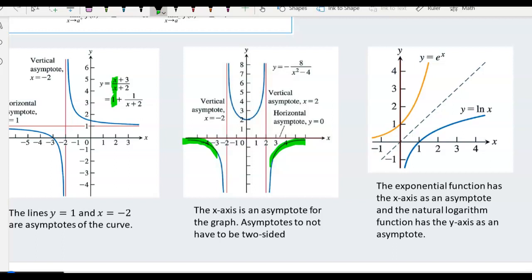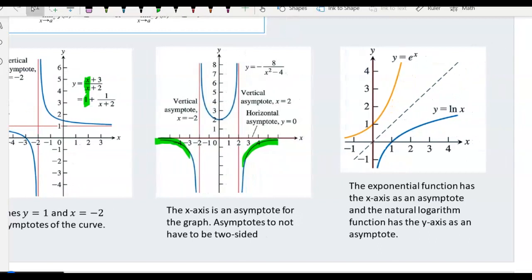And then the third example is just worth noting. We've got these inverse functions of one another, the exponential function and the natural log function. Because inverse functions have x and y values exchanged, we get the x-axis as an asymptote for the exponential function and the y-axis as an asymptote for the natural log function.